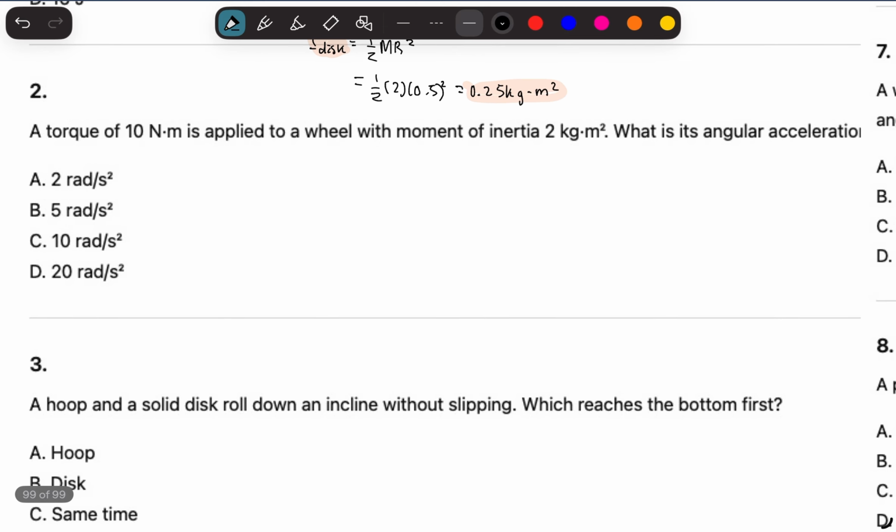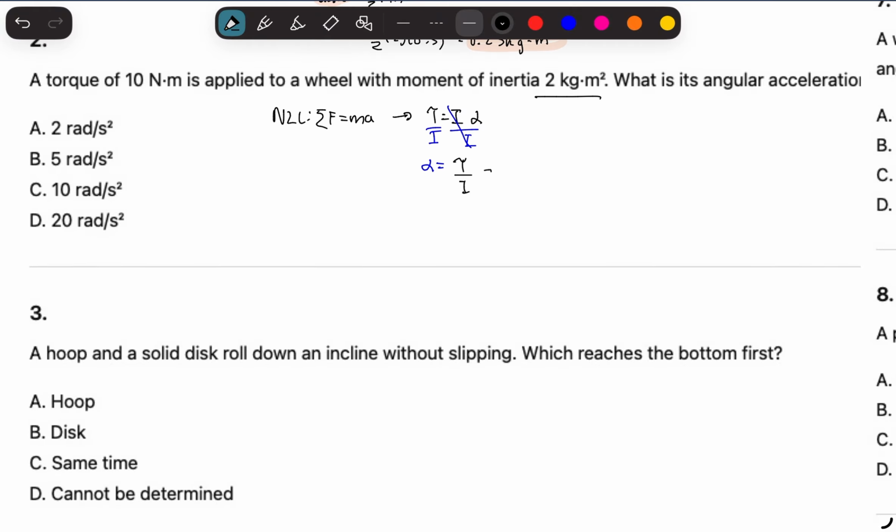A torque of 10 newtons times meters is applied to a wheel with a moment of inertia of 2 kilograms times meters squared. What is the angular acceleration? So we have Newton's second law, which is F is equal to ma. But here we have rotational motion. So you need the rotational equivalent, which is torque is equal to I times alpha. If you solve for alpha, you have that alpha is equal to torque over I. So that's 10 over 2, which is 5 rad per second squared, which is B.